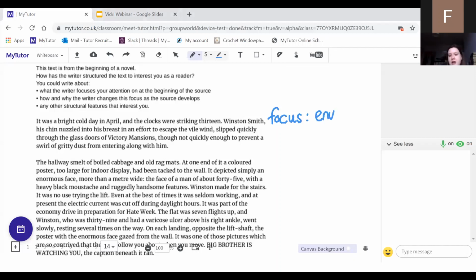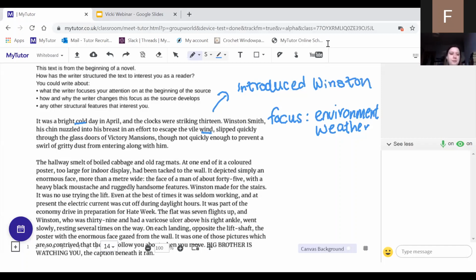Right, so someone said focus on the environment. Yeah, I think we can make an argument for environment or weather. So either of those two. Right, so we've also got cold here and wind, which I'm going to underline and we will come back to. We've also introduced Winston, but we've literally just introduced him. We don't really know anything about him. We haven't got really any characterisation going on so far.